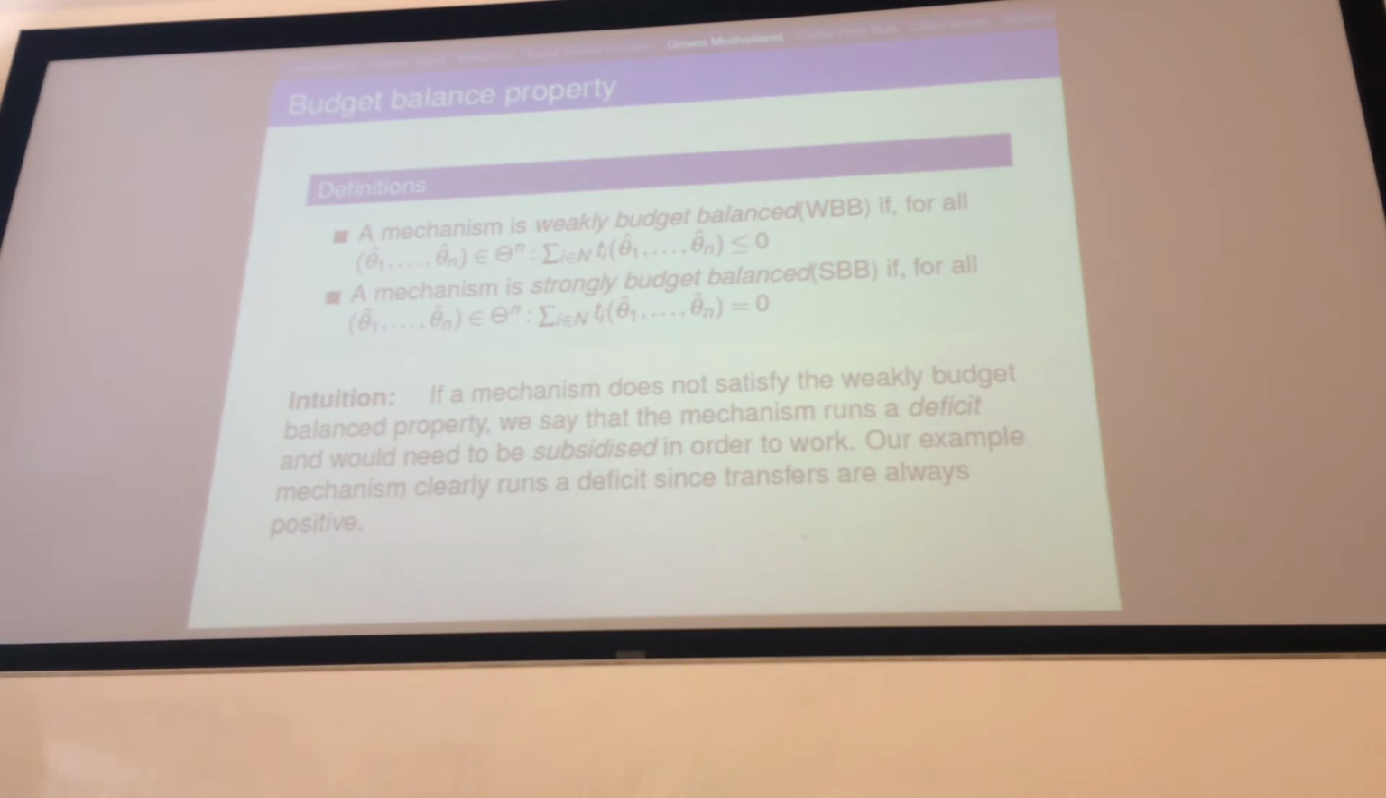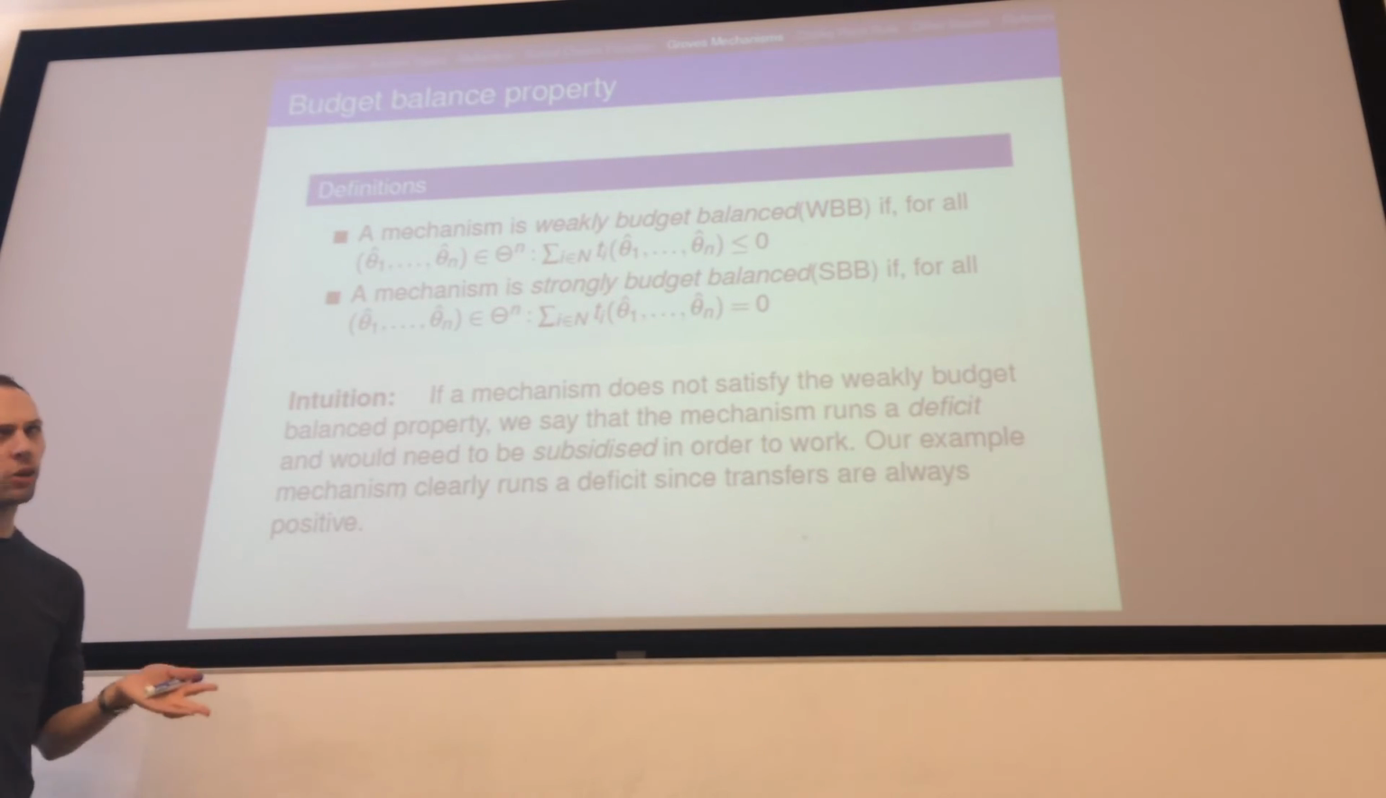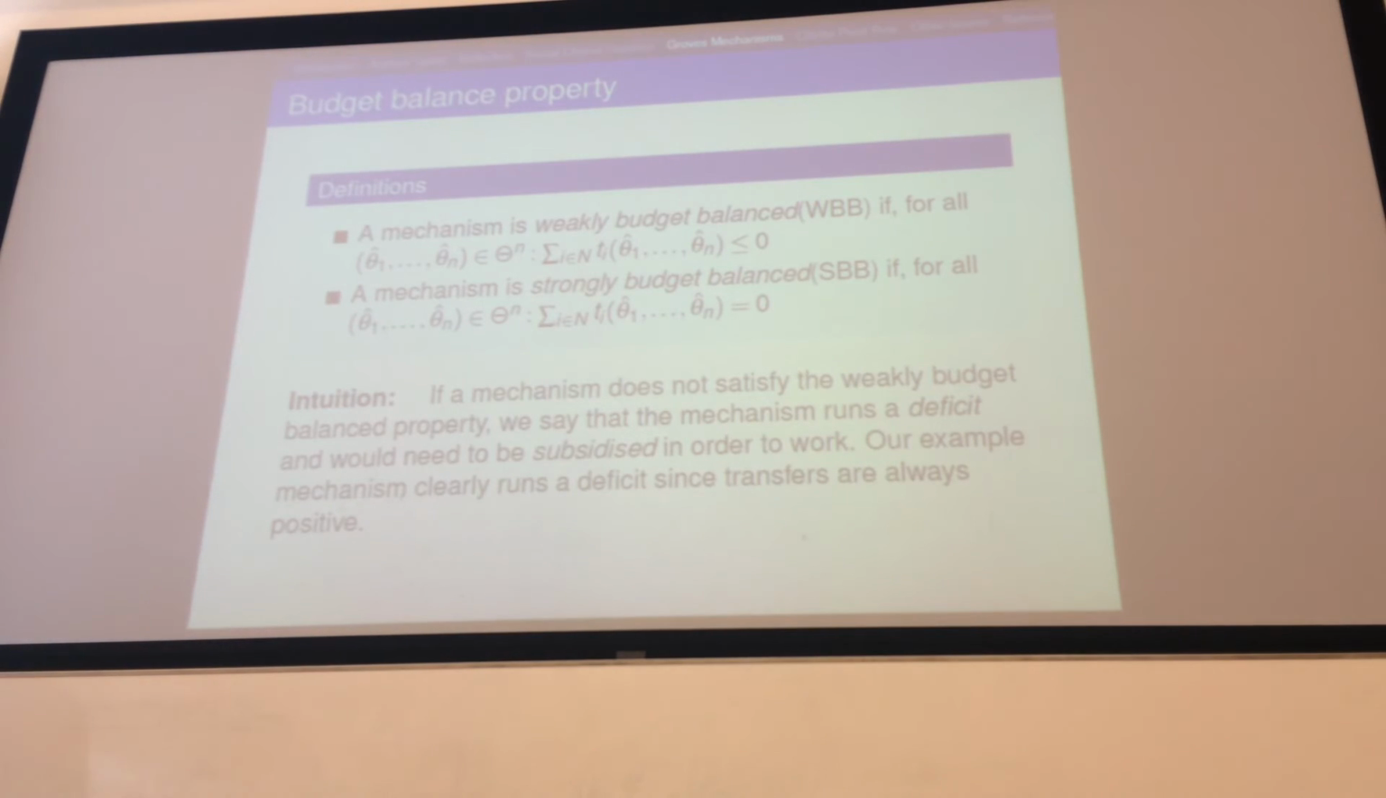The budget essentially refers to the money that the mechanism receives from the players. The mechanism is weakly budget balanced if it receives more money than it gives out. It's still okay, right? You receive some money, and you could do anything with it. You can burn it, you can get rid of it, you can put it in your pocket. But at least it's not running a deficit.